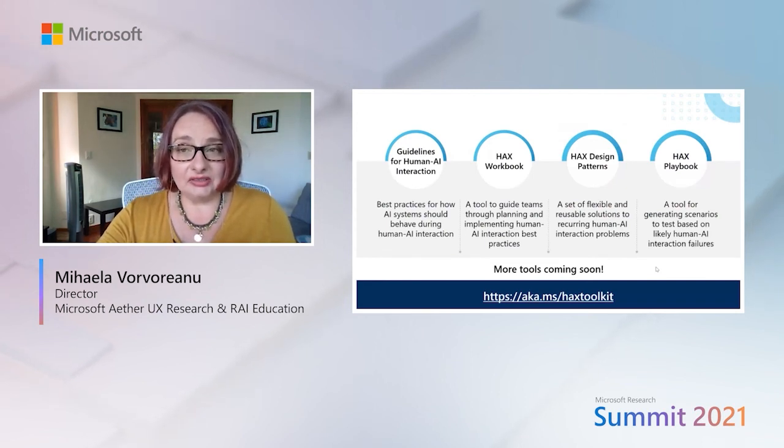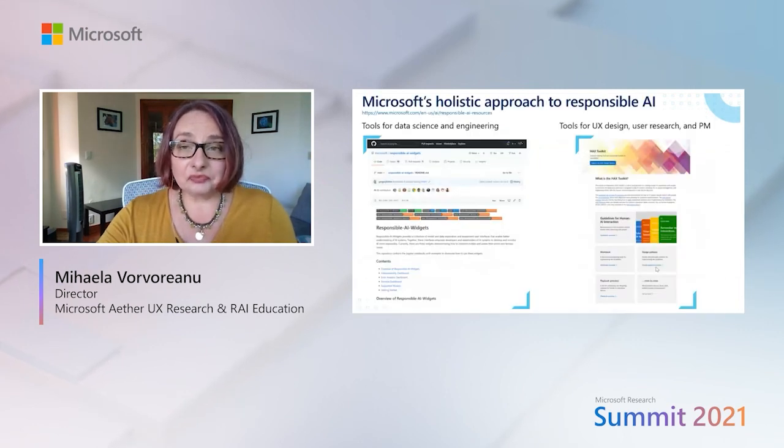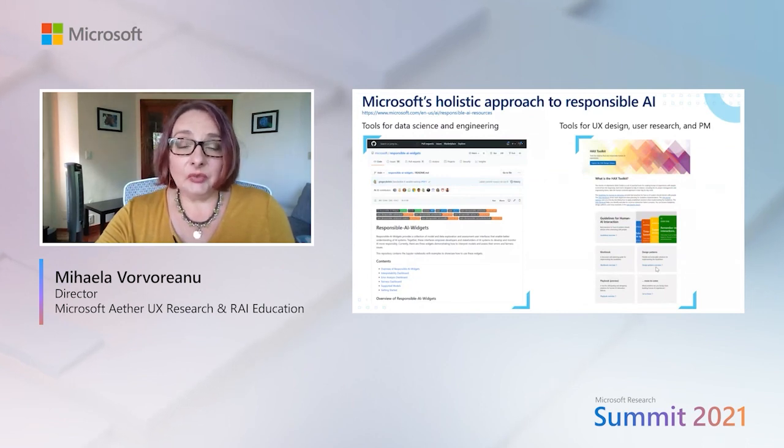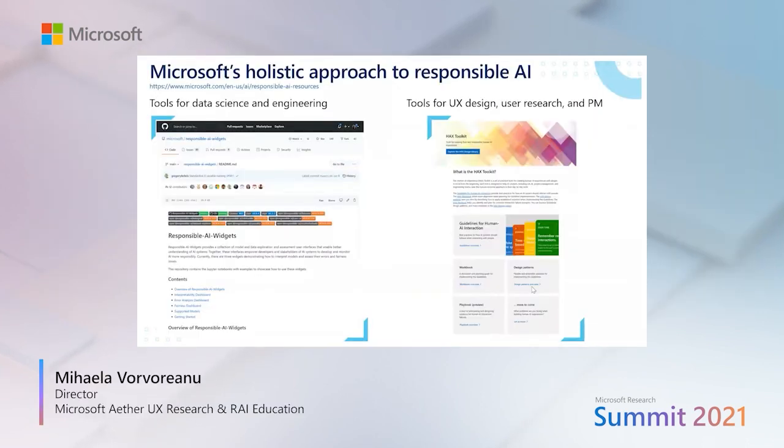Just as a reminder, these are the 4 tools that are in the HAX Toolkit right now, but we are hoping to bring up more, and we are hoping to keep contributing to Microsoft's holistic approach to responsible AI, which includes not only principles, but also tangible tools and practices for data science and engineering, but also for UX design, user research, and PM. In fact, we have a webpage with responsible AI resources that I encourage you to visit, and you will also find there a research collection of research papers published by Microsoft on the topic of responsible AI.